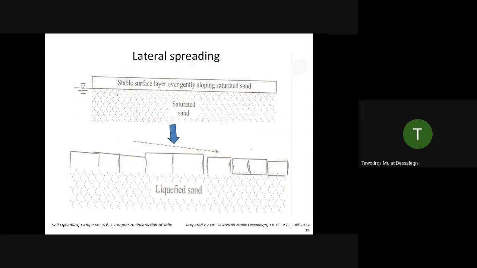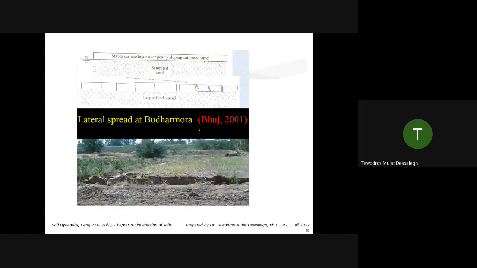Lateral spreading is if you have a gentle slope, the ground is breaking apart and moving somehow. These are practical examples of lateral spreading. It looks like cracking happening everywhere, but it's basically the soil underneath is liquefied, and this is lateral spreading occurring. This is lateral spread at Dharmora, Puji, I think this is India, 2001.